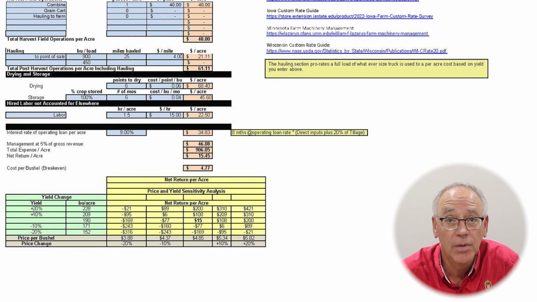Remember, we talked a little bit earlier, we're not really looking at the opportunity costs here. With this cash flow budget, we specifically want to look at your total expenses to grow that specific crop. And we can split that into a net return per acre and also what your break-even costs are. So at the bottom of the spreadsheet, you can see what those break-even costs are for that specific crop.